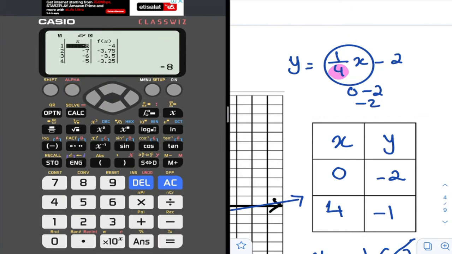So what am I going to choose? Choose the points that you feel are easy to plot. If you see here, x is paired with f of x. We have minus 8 and minus 4, minus 7 and negative 3.75. Avoid choosing the decimal ones. Avoid choosing the fractions. Minus 8 and minus 4 is a good one, so we can put it into our consideration. This is one of the points.